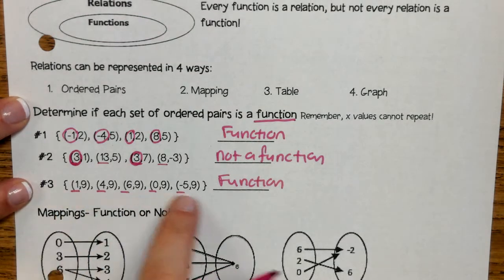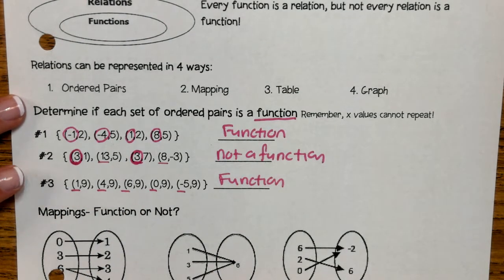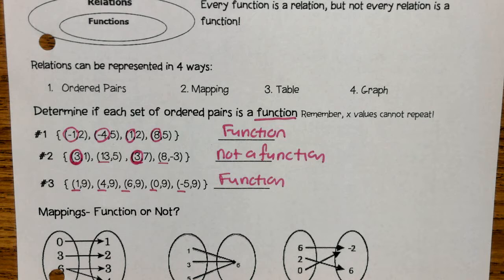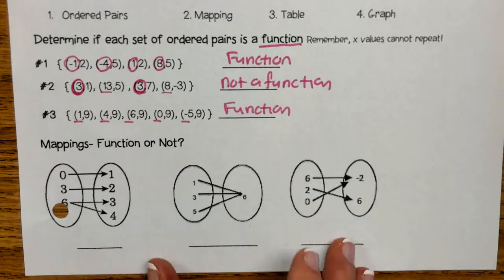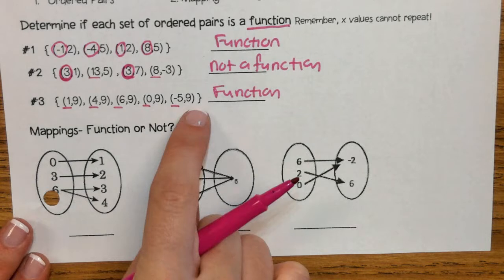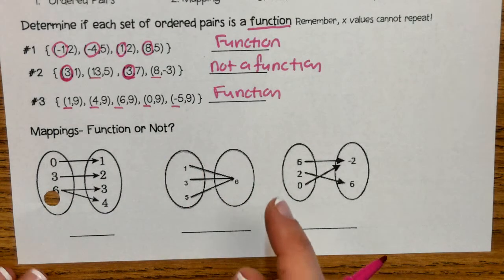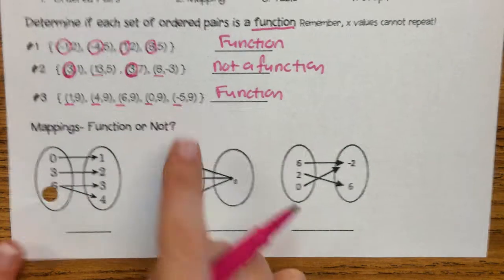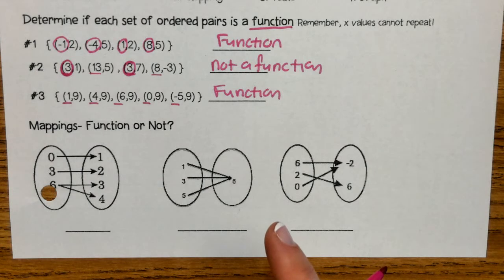You might have noticed that all of the y values repeat. That's okay. It doesn't matter what the y values are. As long as the x values don't repeat, then it's a function. So in number 3, all of the y values repeated. That's okay, as long as the x values are not repeating. All you have to do is make sure x values don't repeat.